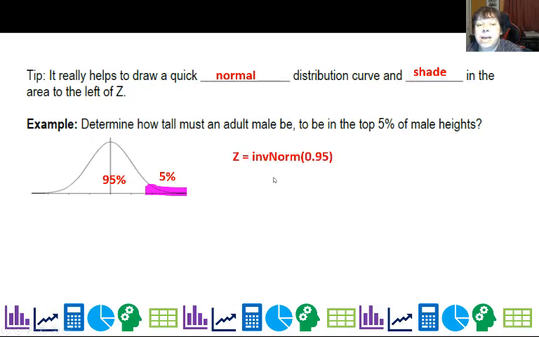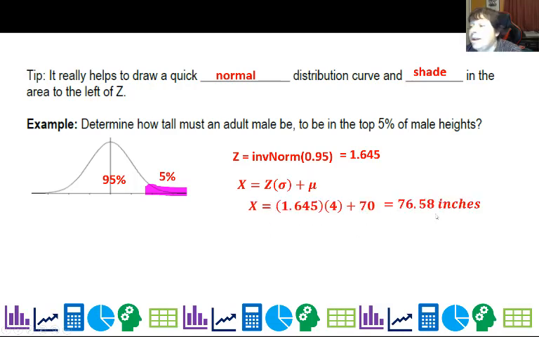Then we can calculate the x value. First, my z-score is 1.645. Once I know that, and since I already know the standard deviation for male heights and the mean, I can put it all together and get a height of 76.58 inches.